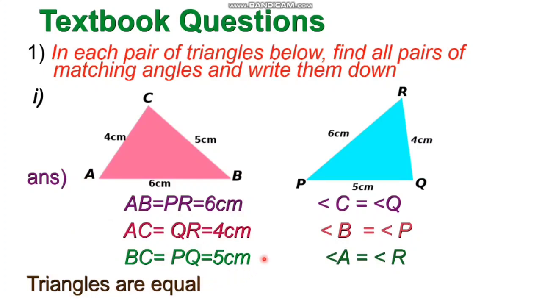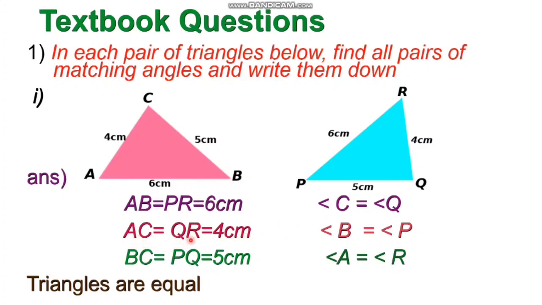Now we are going to find out the equal angles. Which are the equal angles here? Angles opposite equal sides. Look at AB. Opposite of side AB is angle C. So we have to take opposite of PR. Opposite of PR is angle Q. AB is equal to PR. Therefore, angle C is equal to angle Q.